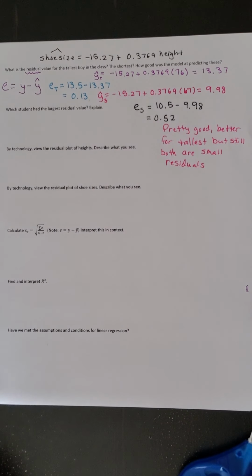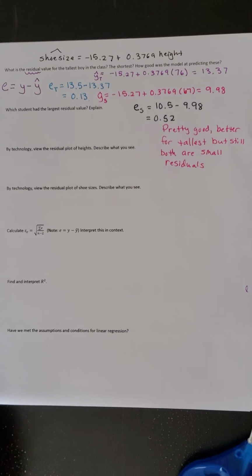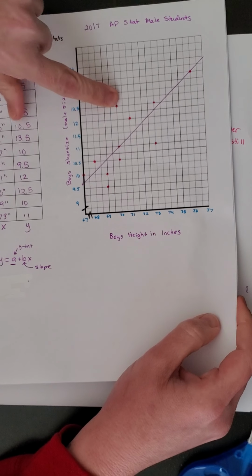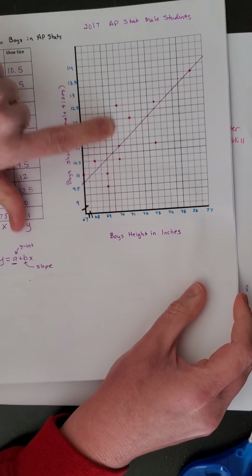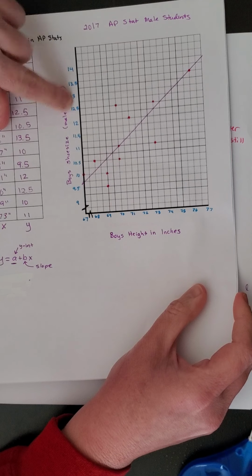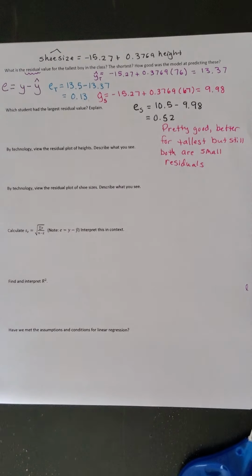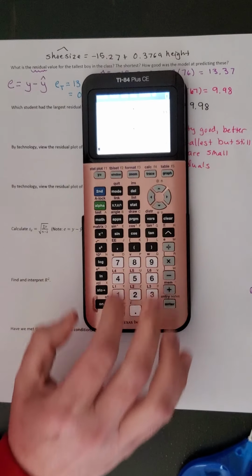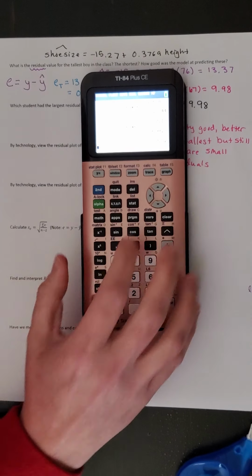All right, so it says, which student had the largest residual value? At this point, because we sketched in our line of fit, I think it's this person right here, the person who was 70 inches and wore a 12.5. But because we sketched it, I'm going to show you how to make sure that you have your line of fit in your calculator.